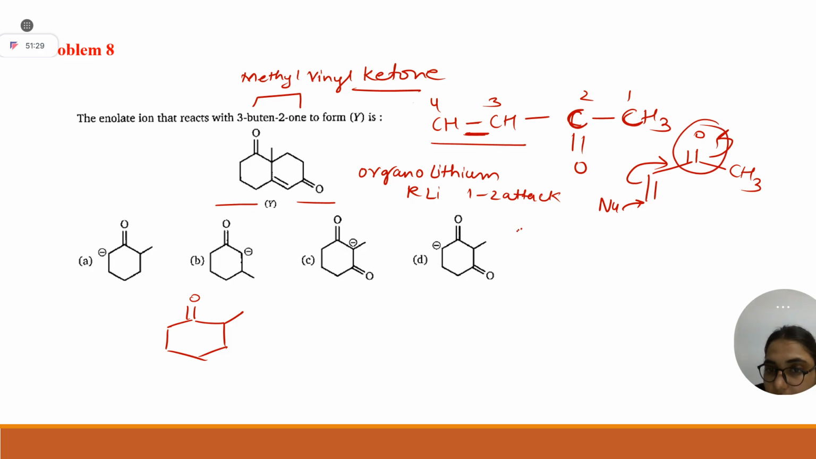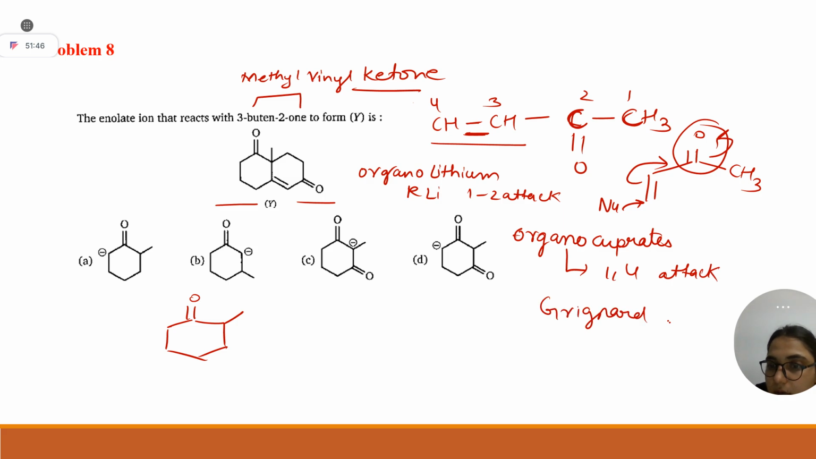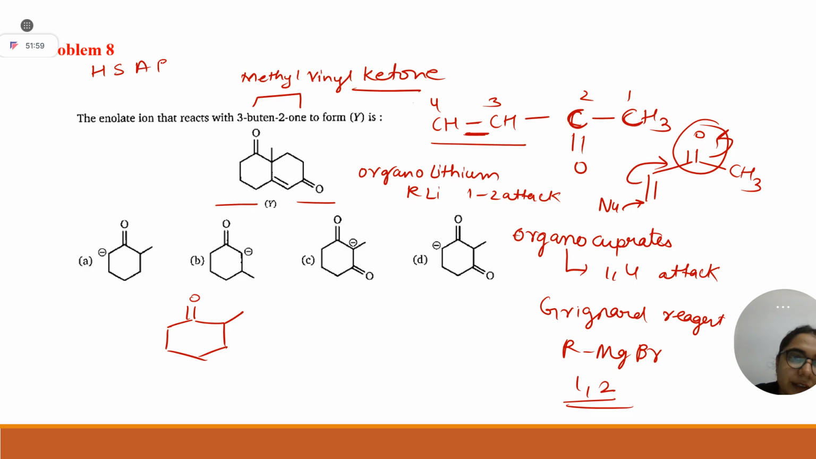Whenever you are having organocuprates, they prefer 1,4 attack. And whenever you are having your Grignard reagents, RMgBr type, they do 1,2 attack. All these things are depending on the HSAB principle.